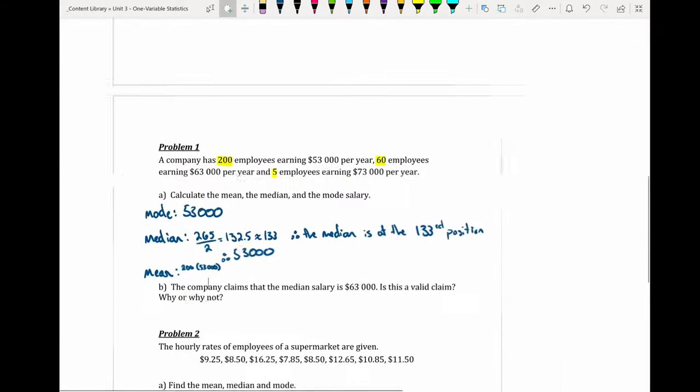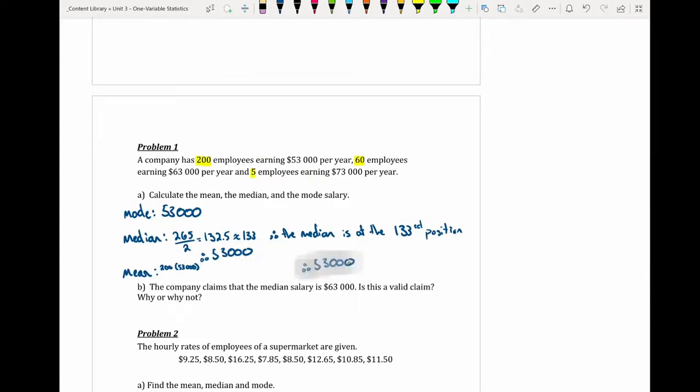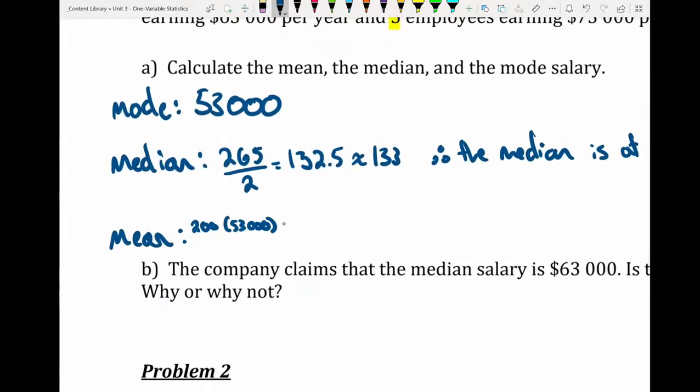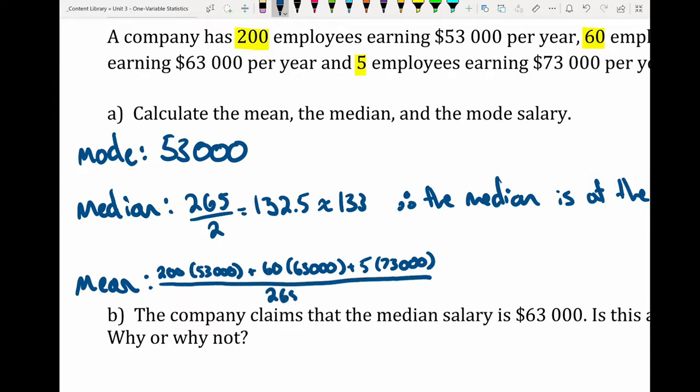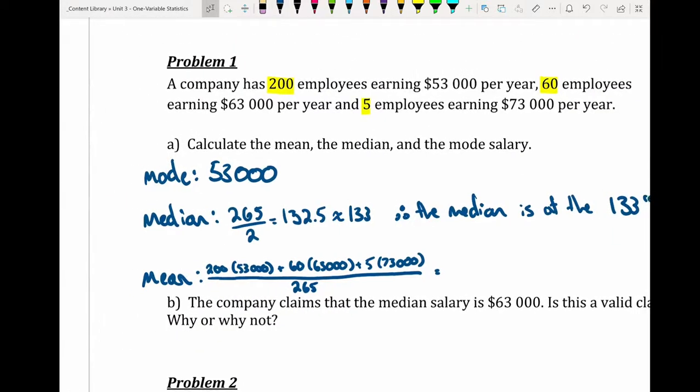Let me move some of this over. So I have 200 values at 53,000, plus 60 at 63,000, plus 5 at 73,000, and I'm going to divide all of this by 265 because there are 265 numbers. So basically I just simplified it. So rather than do 53,000 plus 53,000 and do that 200 times, I'm just simplifying it by multiplying.